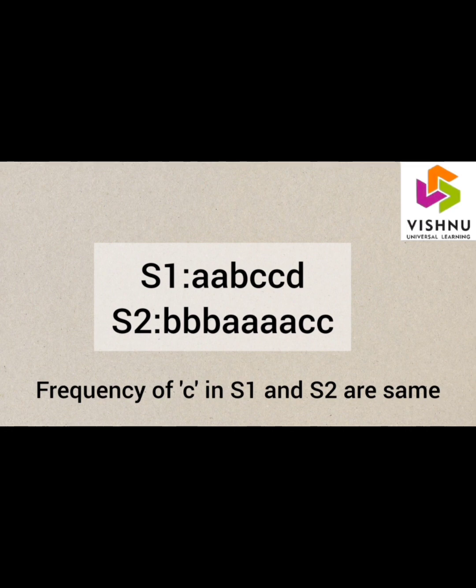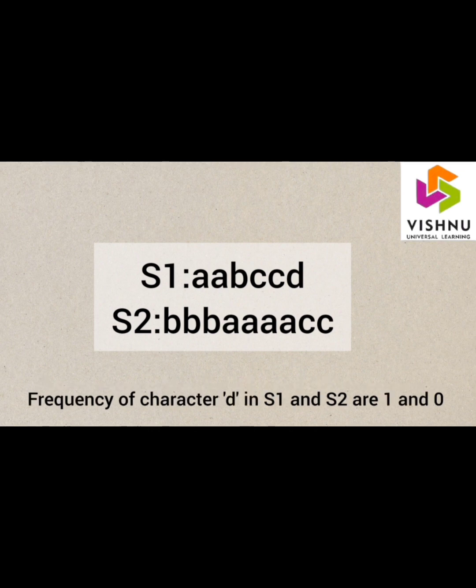Let us check with our character C. Frequency of character C in string 1 is 2 and frequency of character C in string 2 is also 2. The frequencies of character C in string 1 and string 2 are the same, so it satisfies our problem statement. Let's check with character D. Frequency of character D in string 1 is 1 and frequency of character D in string 2 is 0. Since 0 is a multiple of every number, it also satisfies our problem statement. It might be assumed to be false, but 0 is a multiple of every number. Hence, our output should be printed as yes.